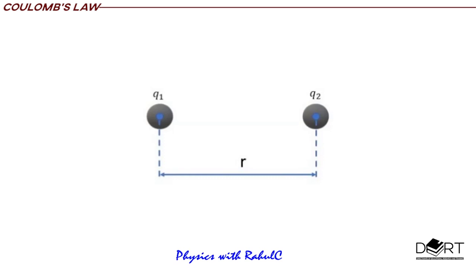Now, the beauty of Coulomb's law is that whether the charges are both positive, or both negative, or one positive and one negative, the structure of the expression remains the same. The value of the force remains the same. Only if both are positive or both are negative, it is a repulsive force, and if one is positive and one is negative, it is an attractive force.